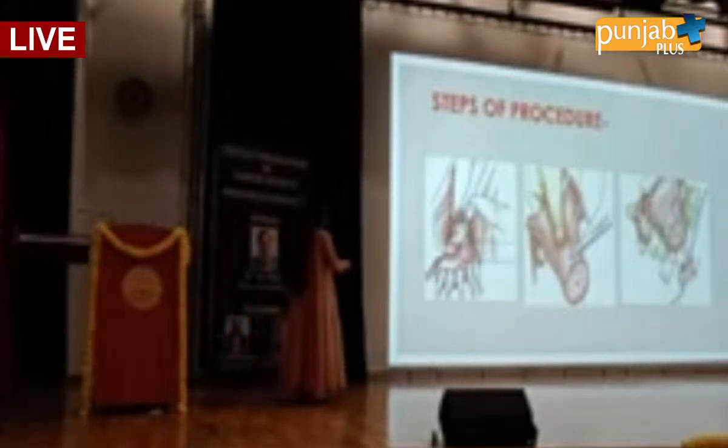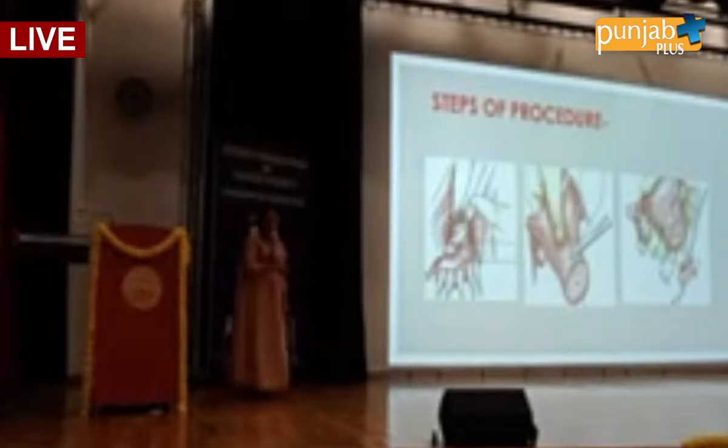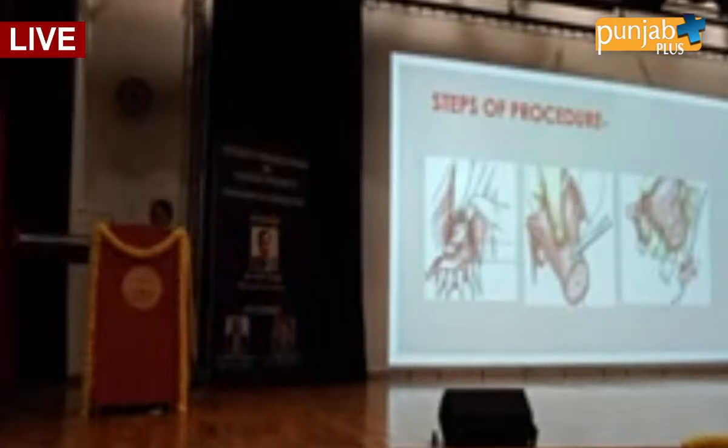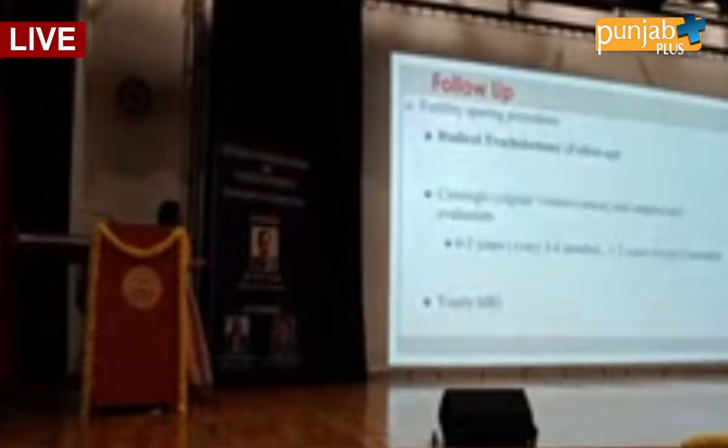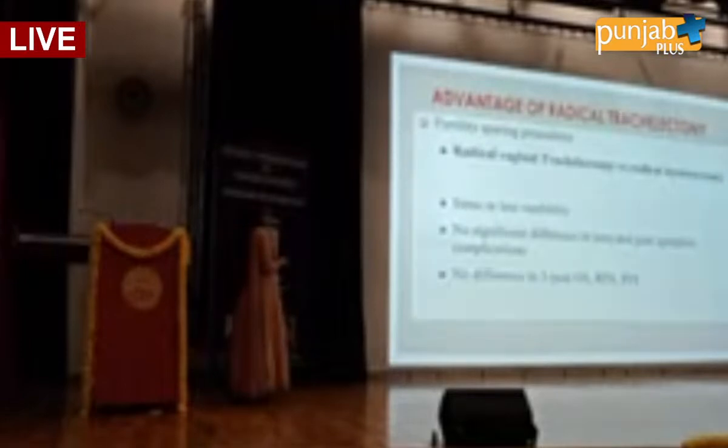First, the cervix is included of the vagina, and then the cartilage of the cervix are sutured with the vagina, so that there is a reconstruction of the cervical tissue into the vagina. Now, next is the fertility sparing procedure. How will you follow up?